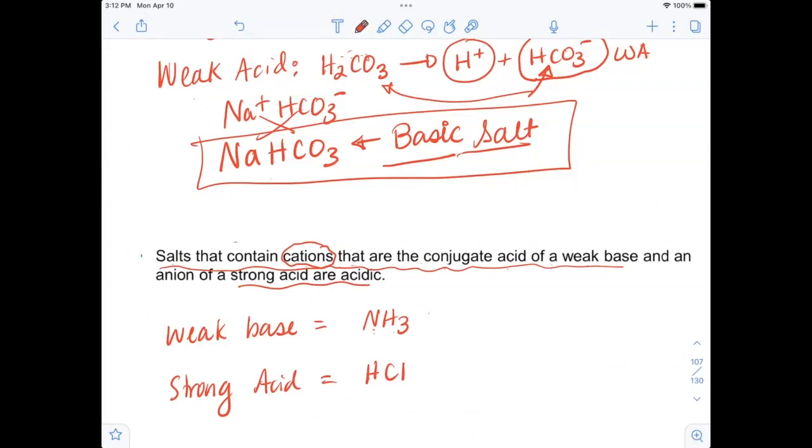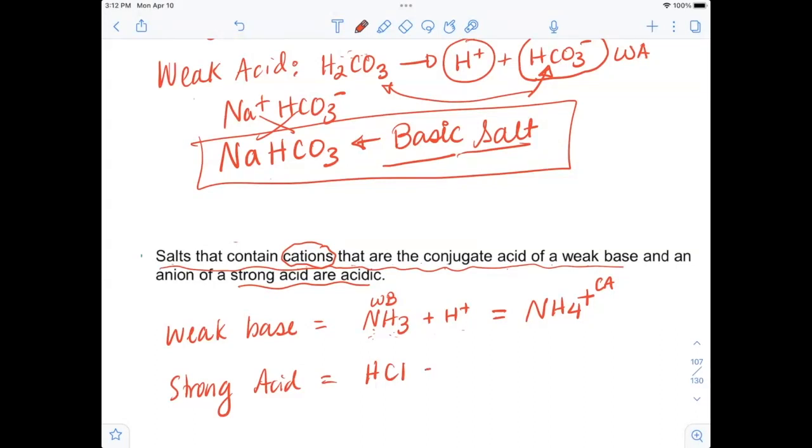So your weak base, add an H plus to it, and you end up with NH4 plus. So this is your weak base here. When you add the H plus, you end up with a conjugate acid. So all of this is trying to say, if your salt has the cation, the positive ion, that is technically a conjugate acid from a weak base, and it's combined with the anion from a strong acid, this is going to be an acidic salt.